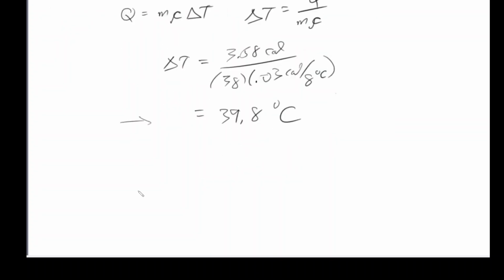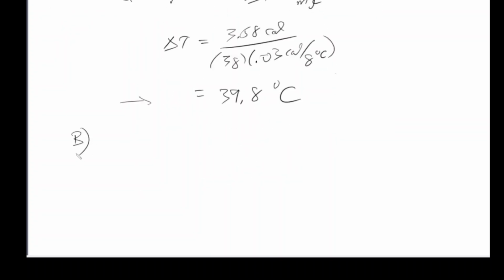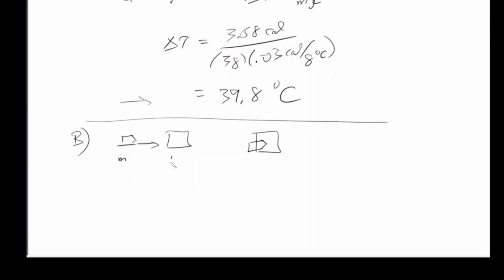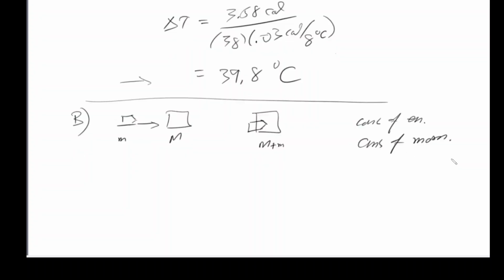And this is the increase in the temperature of the bullet due to hitting the block. Now in the second part, we want to know what the temperature increase of the bullet would be if the block is free to move. So we have a system where you have the bullet and the block, and then we end up with the bullet embedded into the block and both moving. So this is mass m, mass big M, and the mass of this system is M plus little m. So we can use conservation of energy and conservation of momentum to work out this problem.